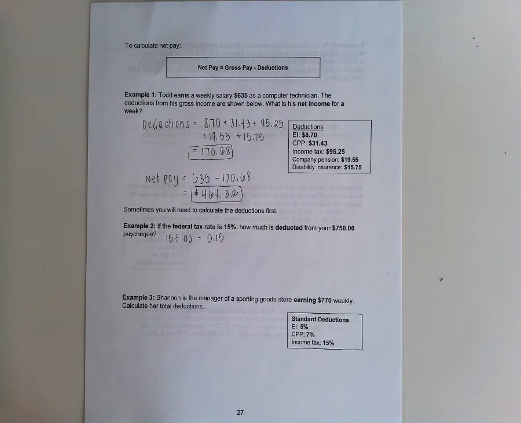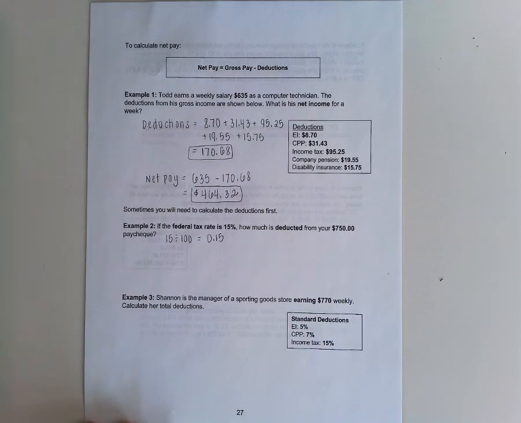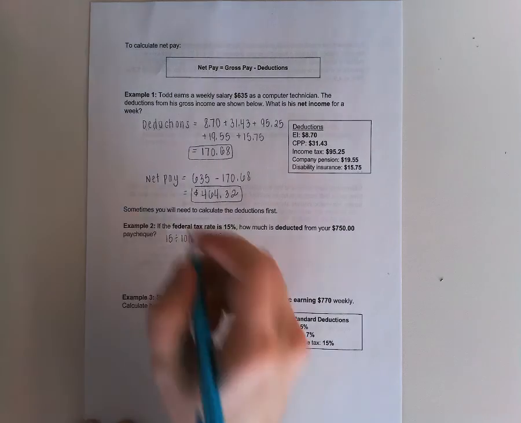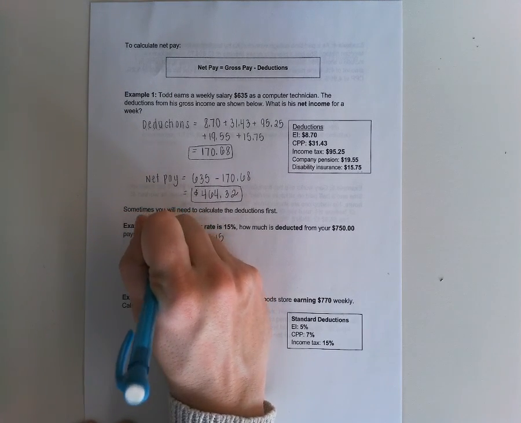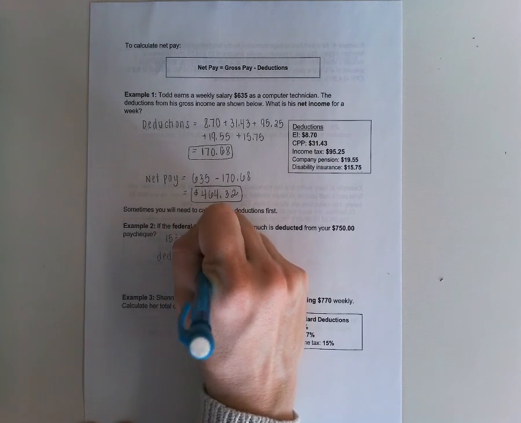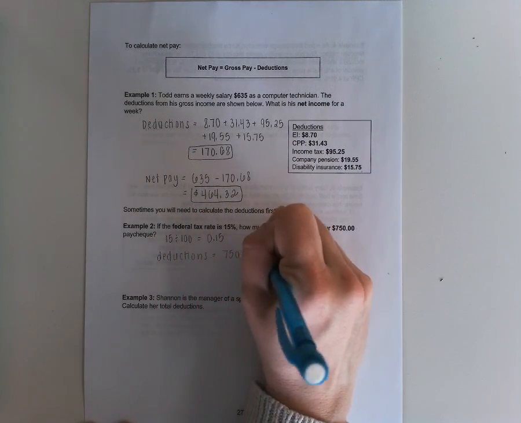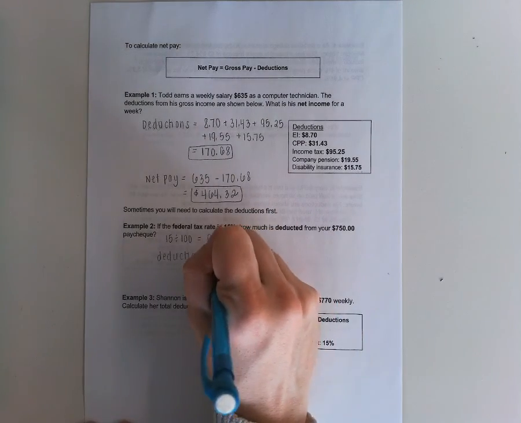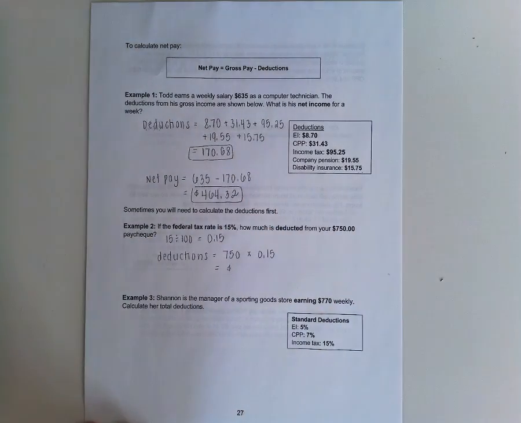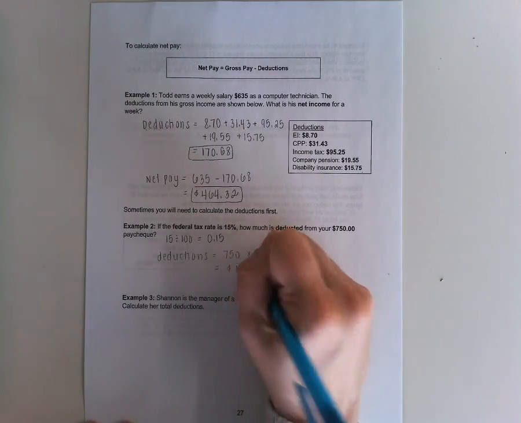Now this is only asking you how much is deducted from your paycheck, so you just need to find 15% of $750. So your deductions will be 750 times 15%. So your deductions in this case are $112.50.